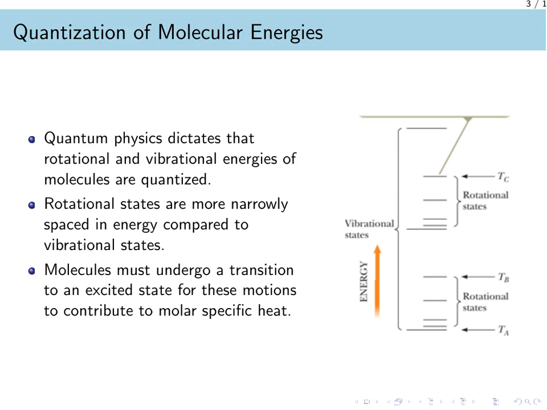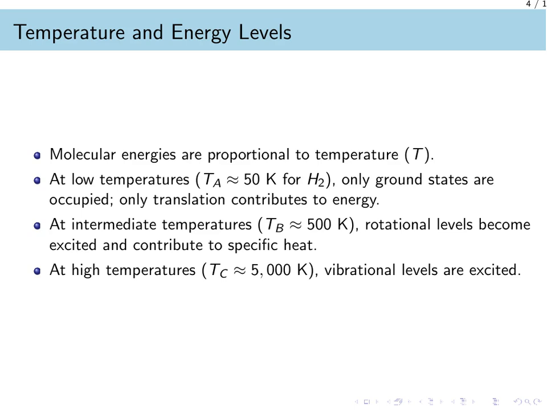For these motions to contribute to the molar-specific heat of a gas, the molecules must gain enough energy to undergo a transition from their lowest energy ground state to an excited state. The internal energy of a molecule is directly proportional to its temperature. At low temperatures, such as 50 Kelvin for hydrogen gas, the thermal energy is too low to excite the molecules, so they remain in their ground states. In this regime, only translational motion contributes to the internal energy.